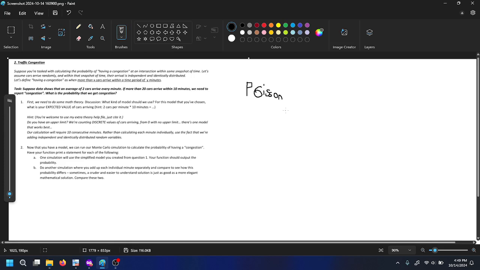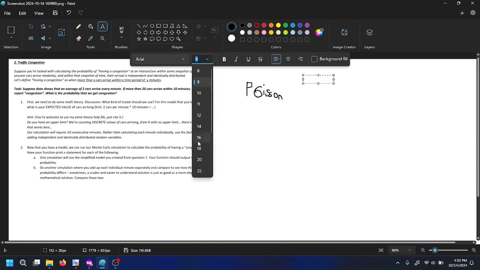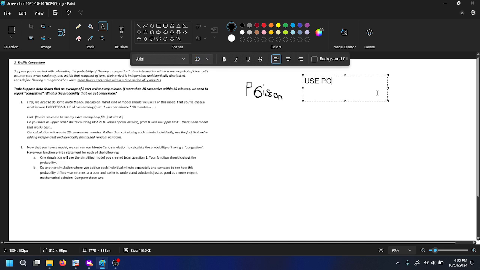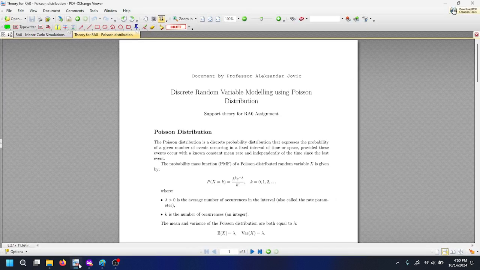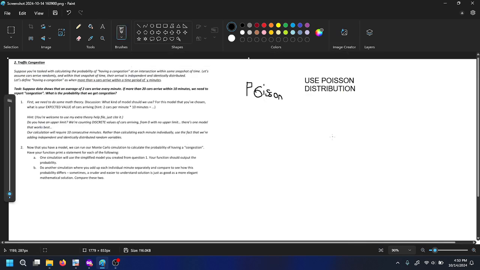And we're told that we have a snapshot of time, a fixed period of time, and that we have a constant arrival rate. So that satisfies the conditions to use the Poisson distribution. So that's the first hint to this problem: use the Poisson distribution. And actually, even further, I recommend reading through this and citing it because I think it's incredibly useful. It's available on my Canvas.